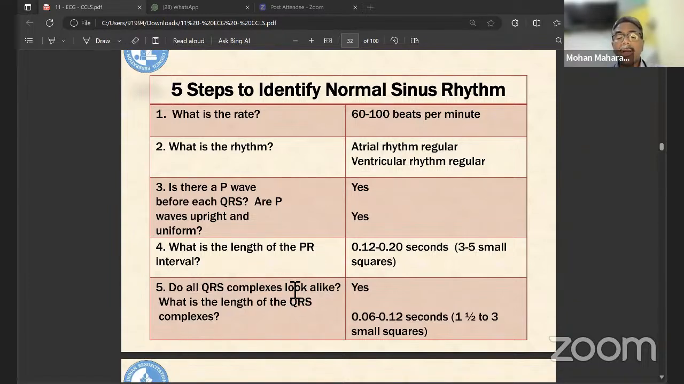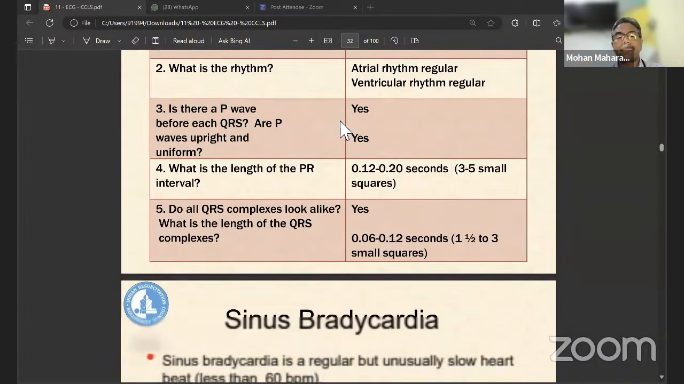Then do all QRS complexes look alike? Except maybe some small variations, with hypotension or some other normal breathing pattern of inspiration and expiration, we'll come to that. So what is the length of the QRS complex? It should be 0.06 to 0.12 seconds. And whether the complexes all look the same? Yes. So these are the 5 steps to identify normal sinus rhythm. That's how we read an ECG.